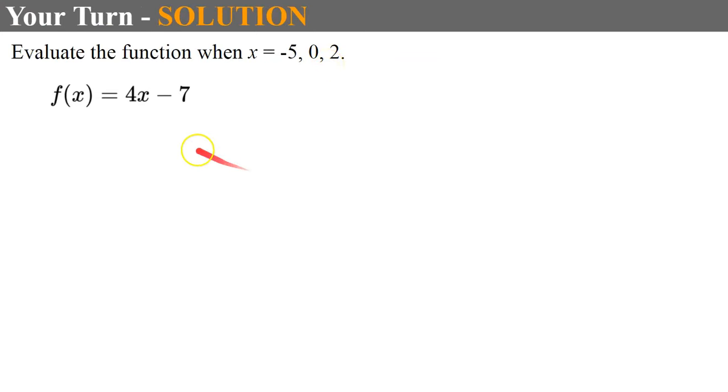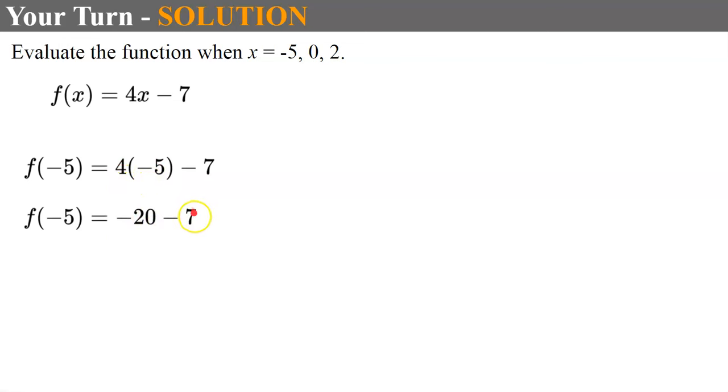Welcome back. Let's go ahead and input -5 first. So we're going to find the value of the function f with an input of -5. So I replace the x with the input -5. 4 times -5 is -20, and then subtract your 7. That is -27. So this ordered pair, -5, -27, is a point on the line if this were graphed.